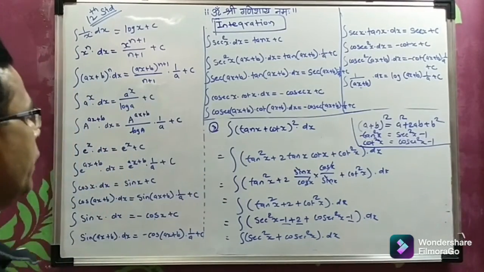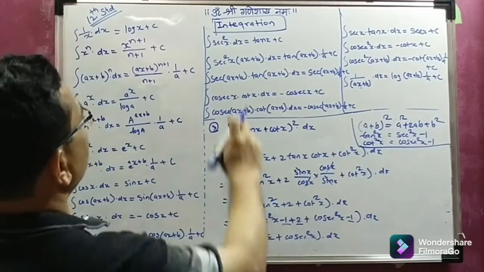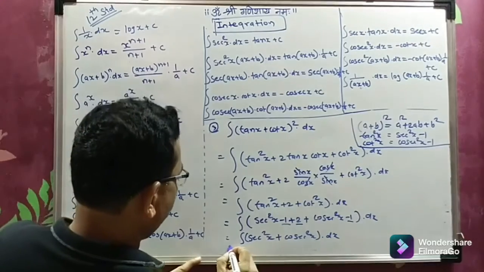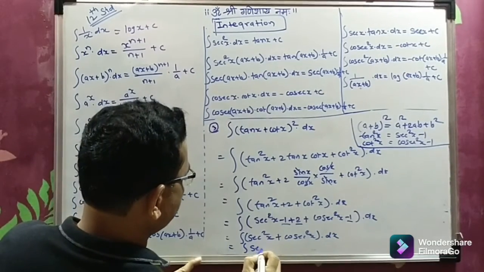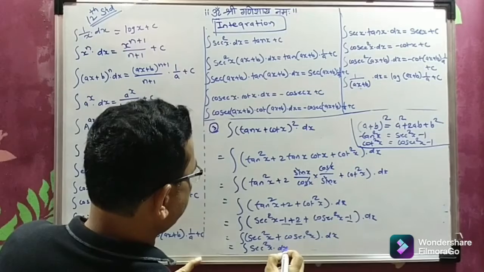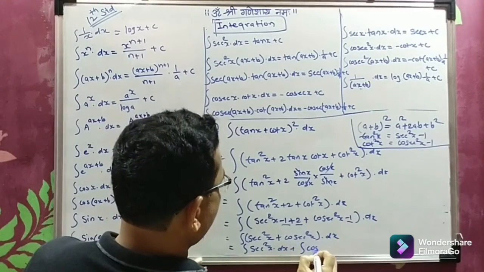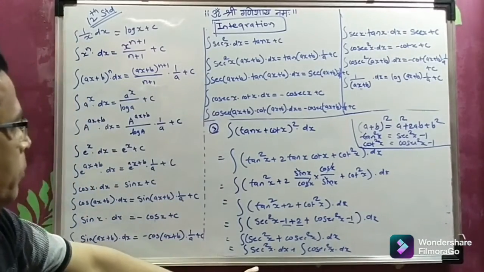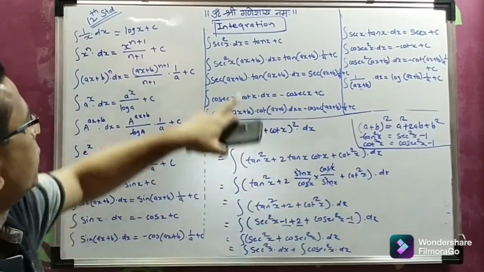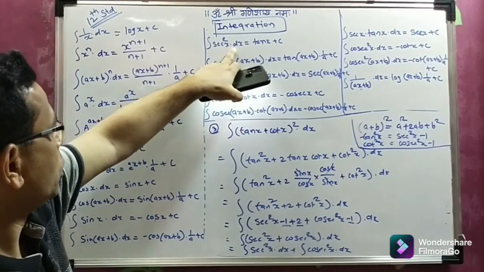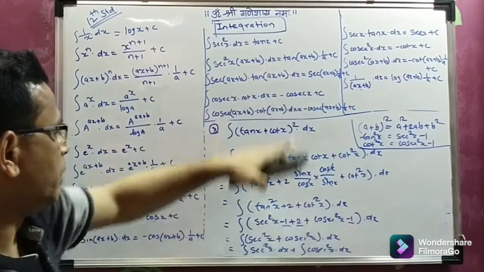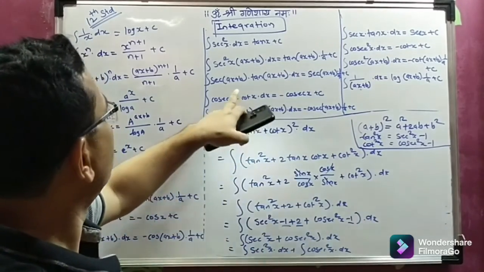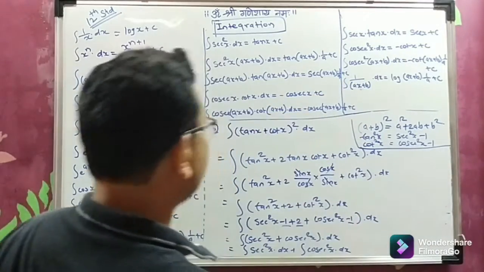Now we will take it individually. What is the formula of the integral of sec square x dx? Tan x plus c. So what we will do is integrate sec square x dx plus cosec square x dx. The integral of sec square x dx is nothing but tan x plus c. And for cosec square x, the answer is minus cot x plus c.